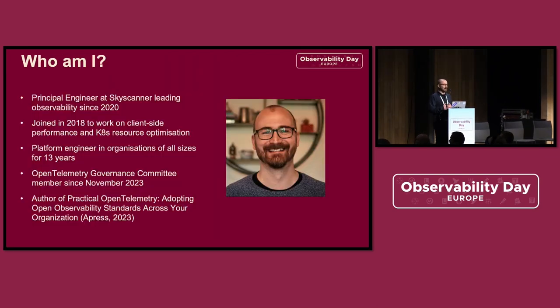My name is Daniel Gomez Blanco. I'm a principal engineer at Skyscanner, and I've been leading observability there since 2020, with a focus on adopting OpenTelemetry, open standards, and simplifying our observability infrastructure. I originally joined in 2018 to work on client-side performance, and then quickly moved to Kubernetes resource optimization, so like two sides of a stack. I've been a platform engineer for the last 13 years in organizations from the very small to the very big. And since last year, I've been elected as part of a governance committee for OpenTelemetry and also published a book that talks about some of the topics that we'll be discussing in this talk.